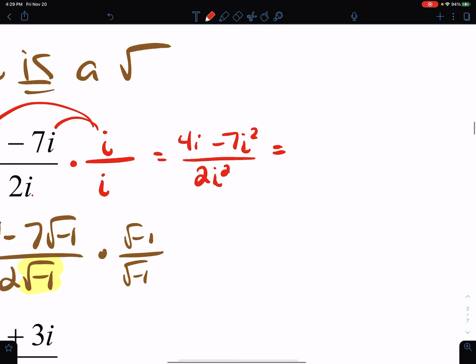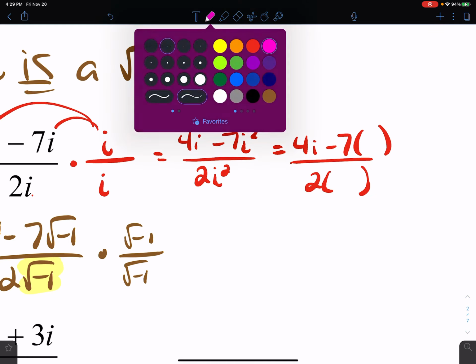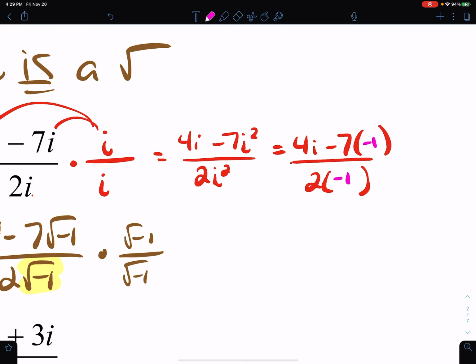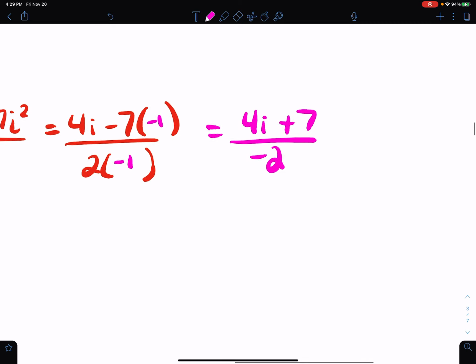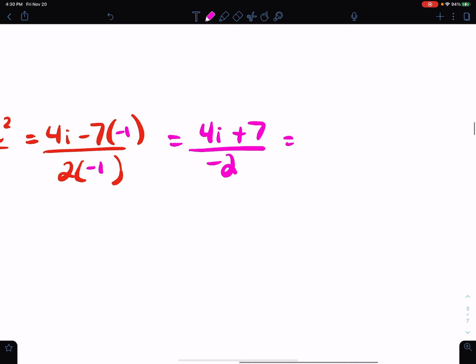Then I substitute i squared with an empty set of parentheses. And then we replace it with its value of -1. And then we simplify. So this would be (4i + 7) over -2. Now, when the question specifically tells you how to write your answer, then you'll need to follow that. But if I look at this one, it's not technically in complex form.